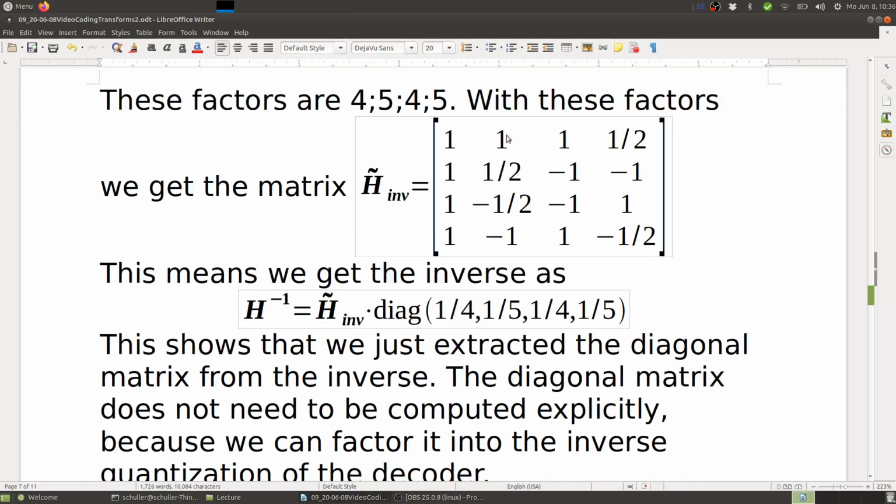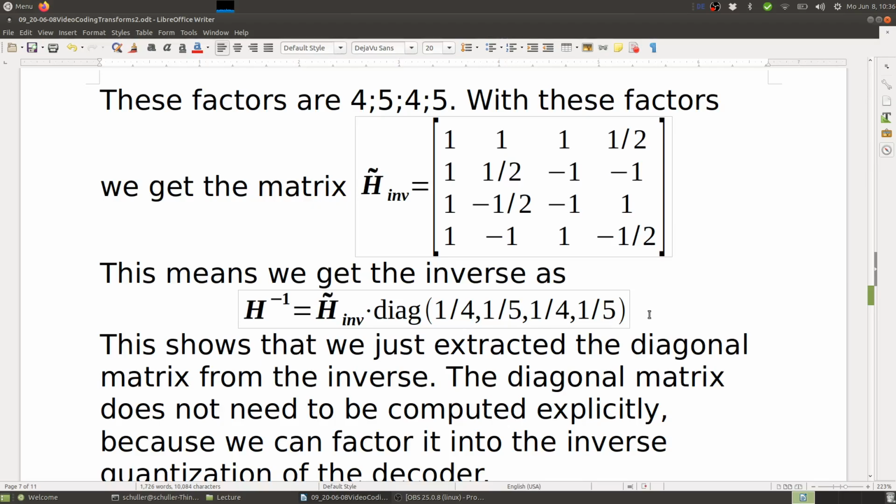Right, and this also shows now we have a really simple modified inverse matrix. It's just 1s and 0.5s, plus minus. So really easy. So the 0.5 can be implemented with a shift, and 1 is basically no operation, and the minus is just a sign change. So really easy. And also this diagonal factor here can be easily implemented.